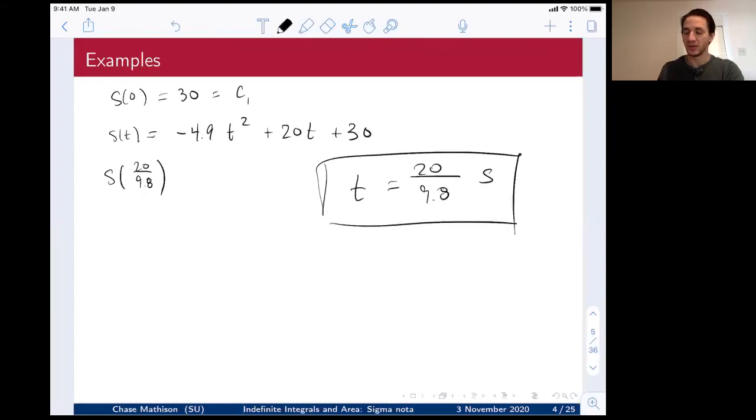Okay, so this is how most projectile motion problems will go. You'll start with an acceleration. You can integrate twice to get position. And along the way, you'll get those constants of integration that you can solve for using initial conditions. Okay.